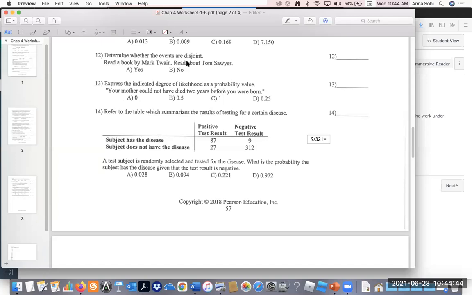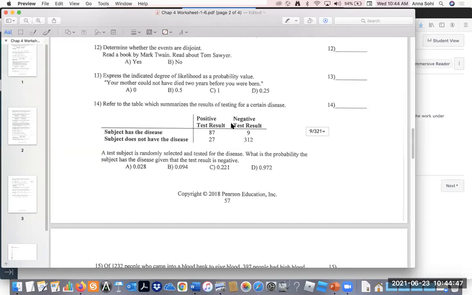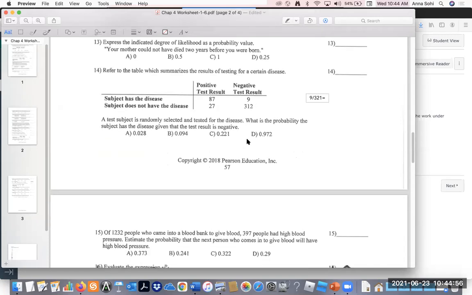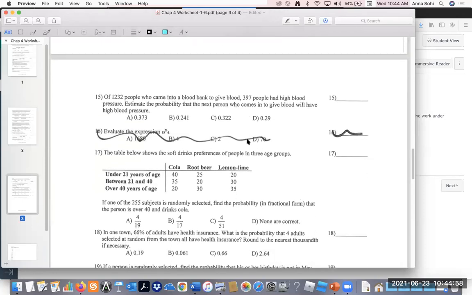A is the answer, right? So when it says "given," you put your focus on the group that is after "given," not everyone. For "and" or "or," you look at the total everywhere.